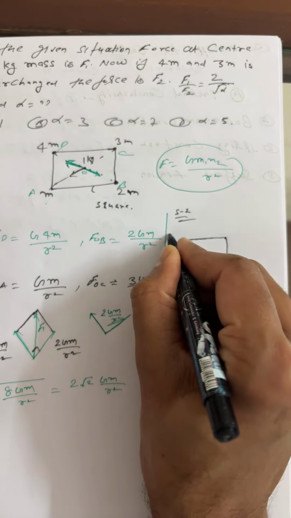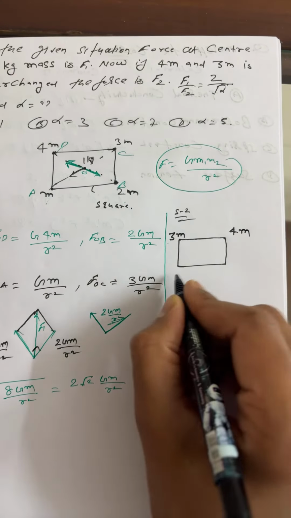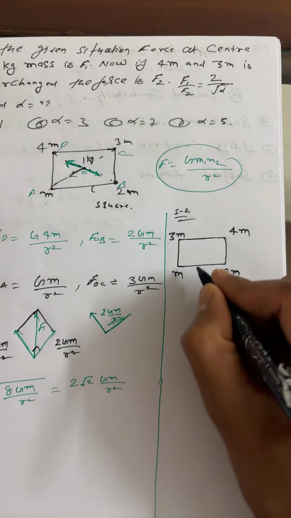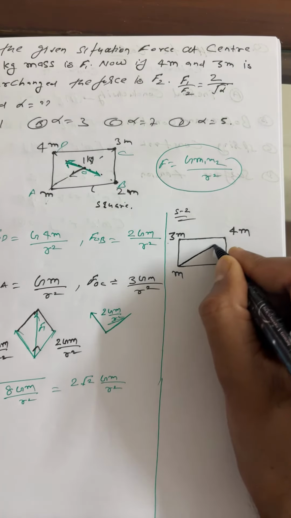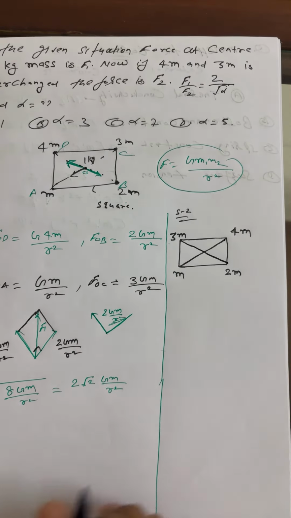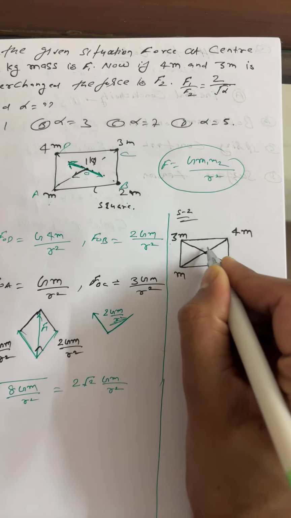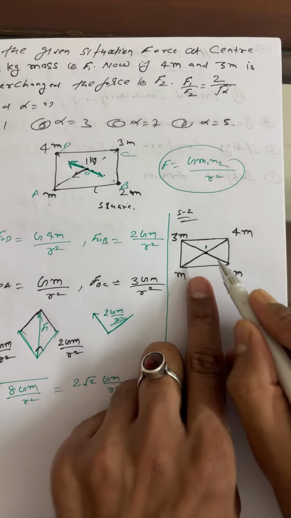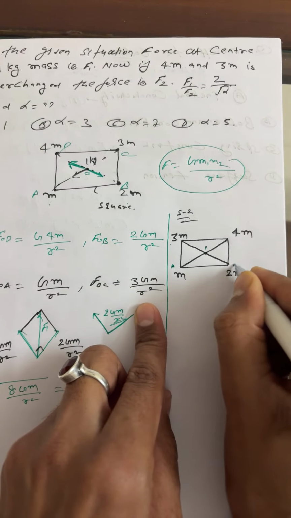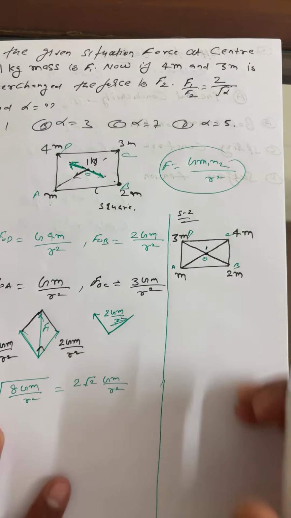So now, this is 3M. This is 4M. This is M, and this is 2M. We'll go through the solution of the questions. Here, this is 1 kilogram, this is 1 kilogram, and the same thing here. These are A, B, C, and D, and this is the center point O only.